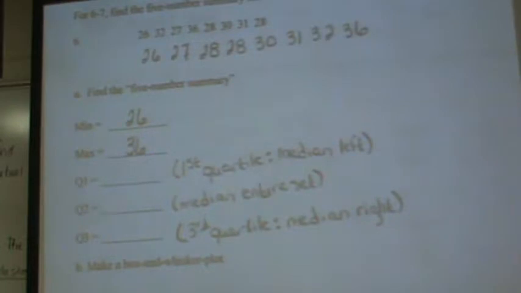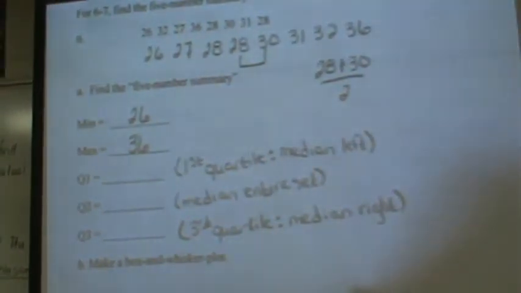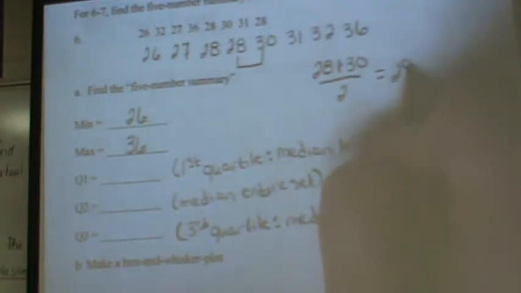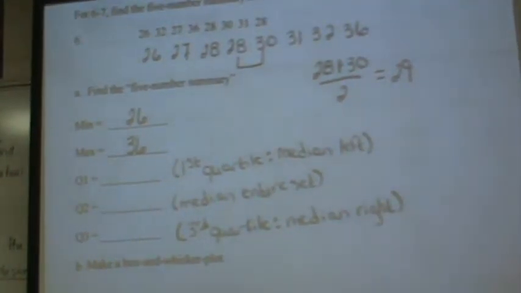So we're going to find Q2 first, and that'll allow us to find Q1 and Q3. Finding the median of our entire set is just like before. We need to find the middle numbers in our set. This time we have 8 numbers, so again we're going to have to average our 2 middle numbers. Our 2 middle numbers are the 28 and the 30 here. So we're going to have 28 plus 30 divided by 2, and that's going to give us 29. So our Q2 value is going to be 29.